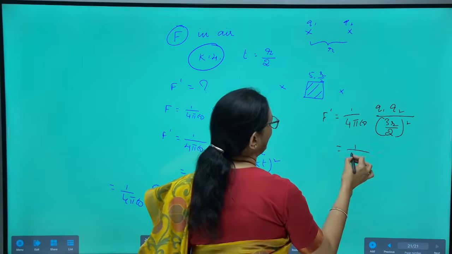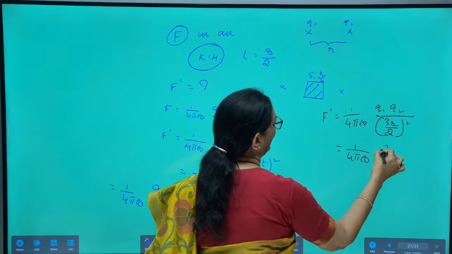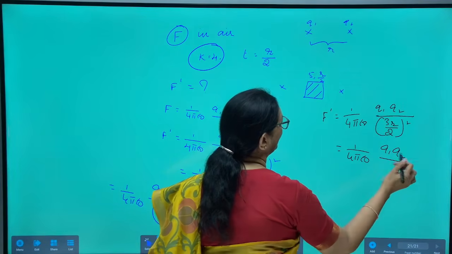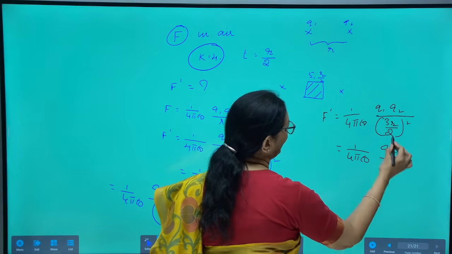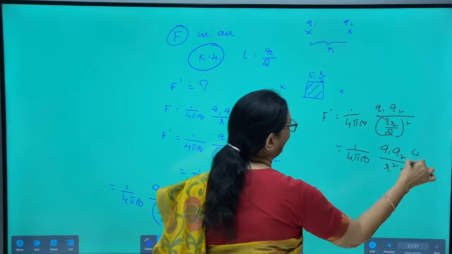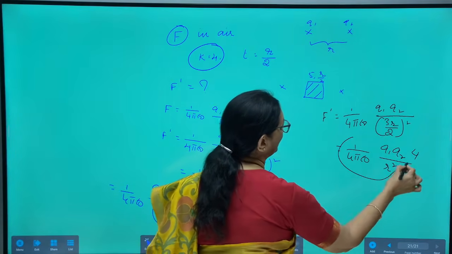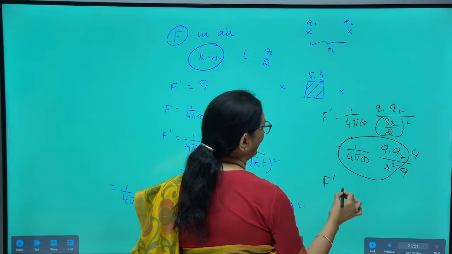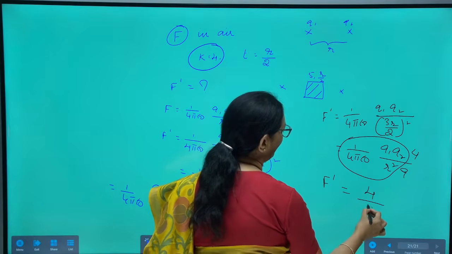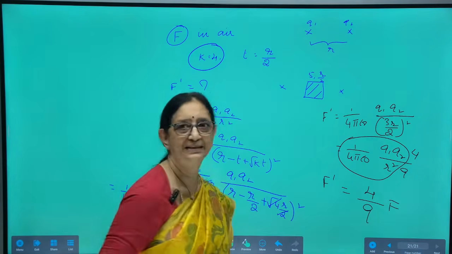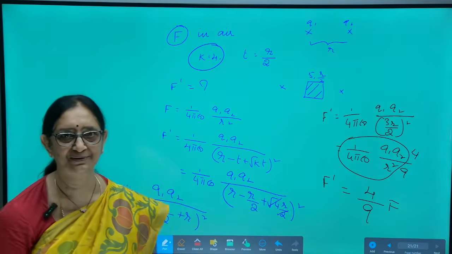So, this is 1 by 4 pi epsilon naught Q1 Q2 by R square 9 by 4. So, Q1 Q2 by R square is F. So, F dash is equal to 4 by 9 times F. That is the answer, right?